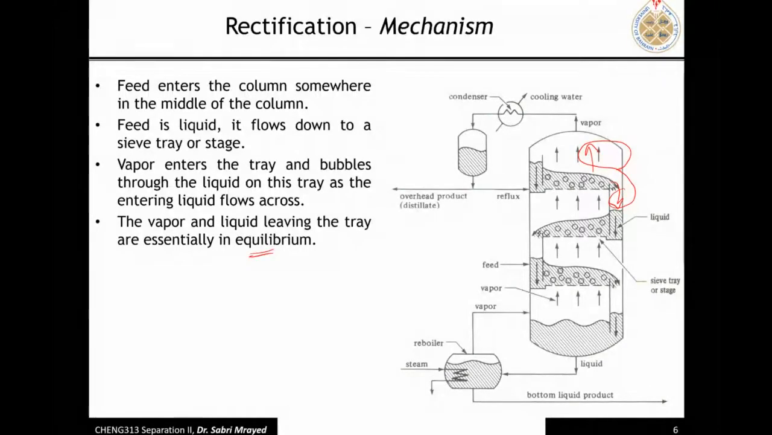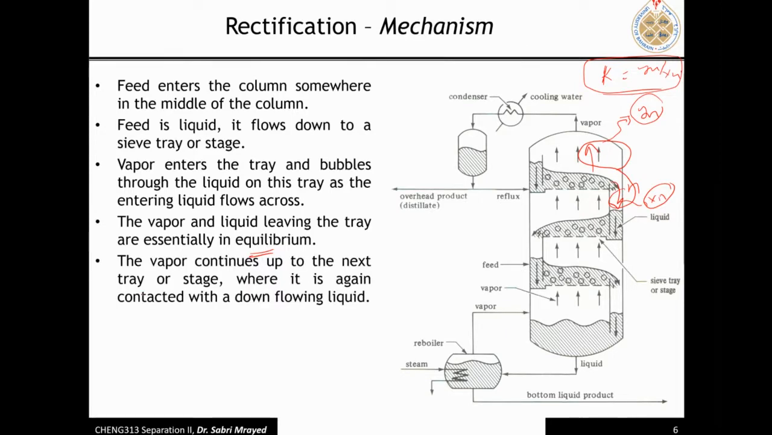Now, that assumption will allow us to develop our equations, or at least to solve our equations, or at least to relate, if we call this one stage number n, so that will be yn, and that will be xn. And since xn and yn are at equilibrium, we can assume now K is equal to yn over xn. So we can use this relationship in our solution. This is the whole idea about that.